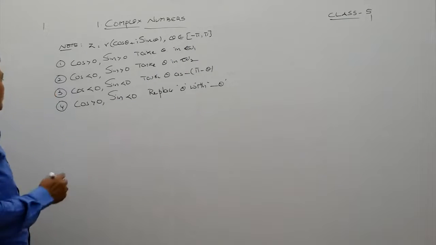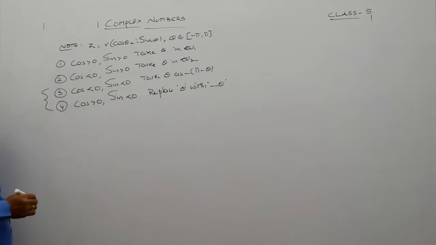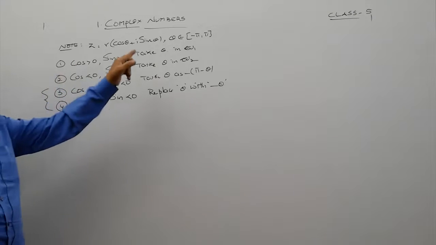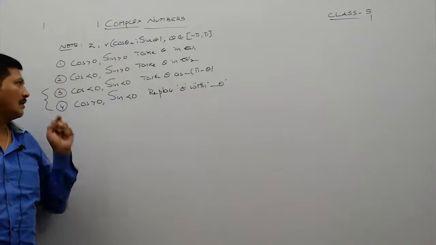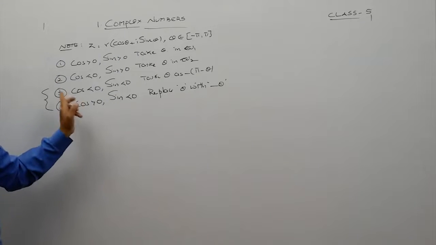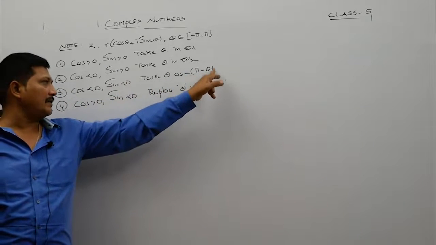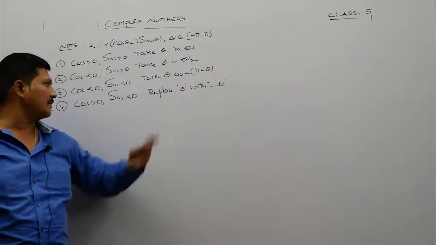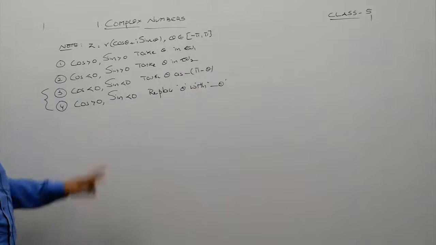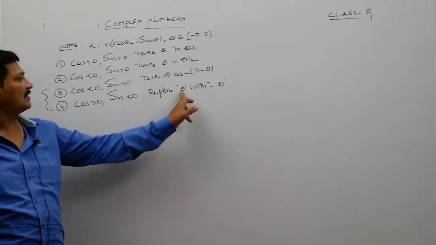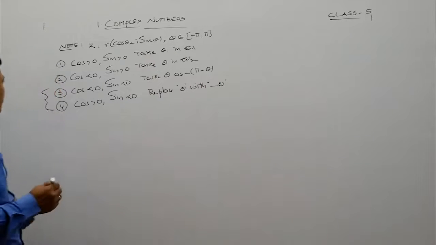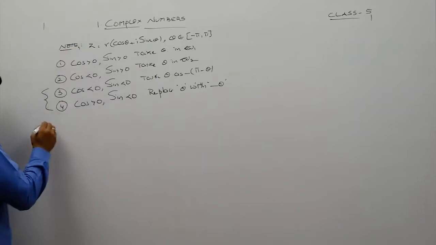So these are the two important points to be remembered, especially as we are doing the mod amplitude form. We cannot take the value of theta in third quadrant as well as fourth quadrant, but in first quadrant it is as usual, in second quadrant also it is as usual. Most importantly, notice here both cos and sine are negative. Then take theta as minus of pi minus theta, or somebody will write minus pi plus theta, no problem. And the last one, cos is positive, sine is negative, then replace theta with minus theta.